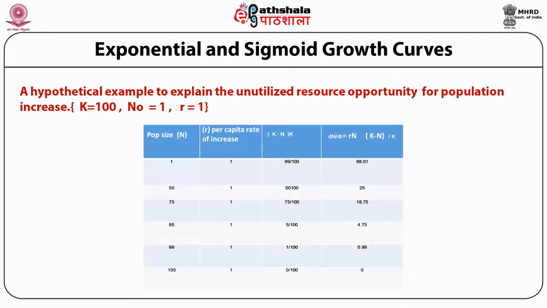So this table is very clearly indicating that as more and more resource is utilized and the number of individuals approaches the carrying capacity, there is a decreased rate of growth of the population.